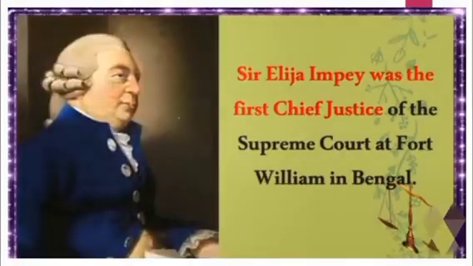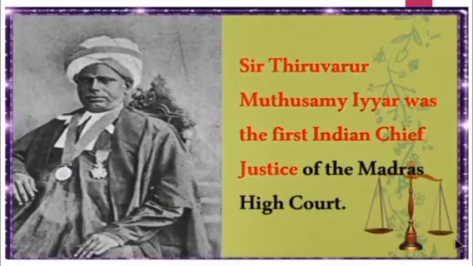Then, Sir Elijah Impey was the first Chief Justice of the Supreme Court at Fort William in Bengal. Then, Sir Thiruvarur Muthuswami Iyer was the first Indian Chief Justice of the Madras High Court. So students, I hope you are clear with the 4 services in the British administration. First one is civil services, second one is army, third one is police, and the fourth one is judicial system.